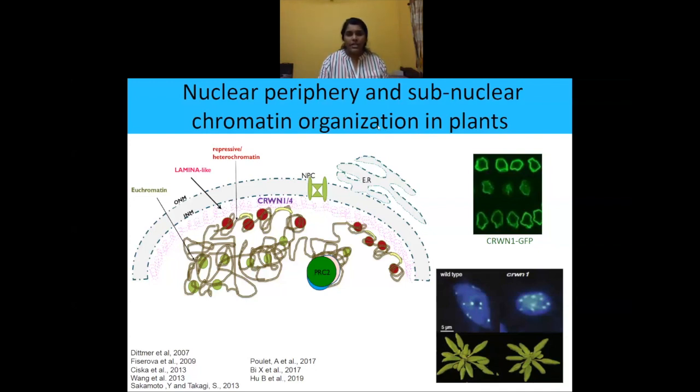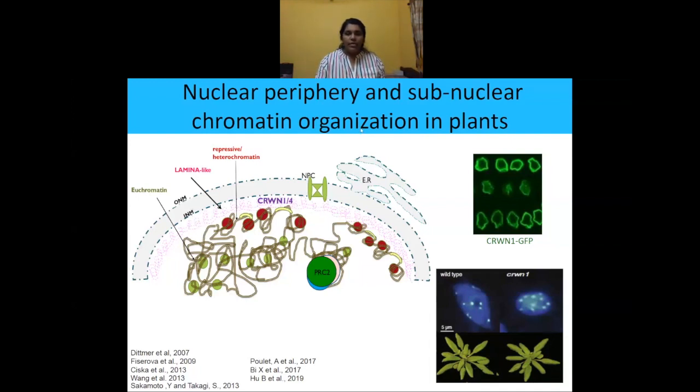Nuclear envelope is a double membrane structure, and it consists of an outer nuclear membrane, inner nuclear membrane, and the space in between. In a typical metazoan cell, there is a nuclear lamina, which is seen just beneath the inner nuclear membrane, which appears like a mesh-like structure, and it extends into the nucleoplasm. So it is acting as a connecting bridge between these two.